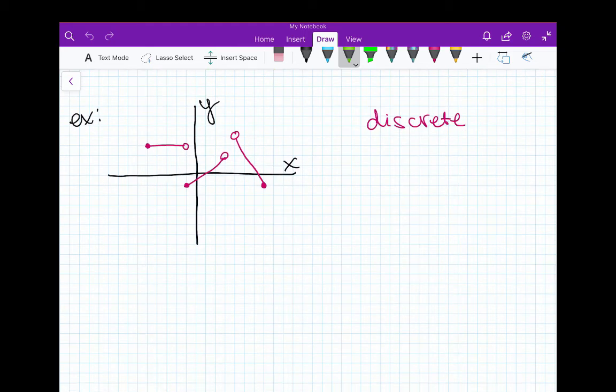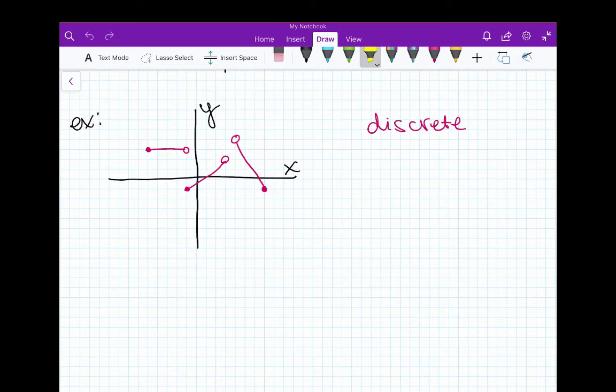Let's look at one more example. This again is a discrete graph because there are holes in the graph. However, there are parts that are continuous. So there are parts of it that are continuous, but as a whole, it's a discrete graph. So let's look at the domain. Well, the domain goes from here to here without a break.